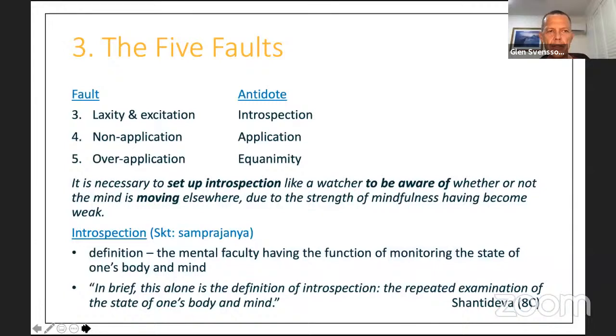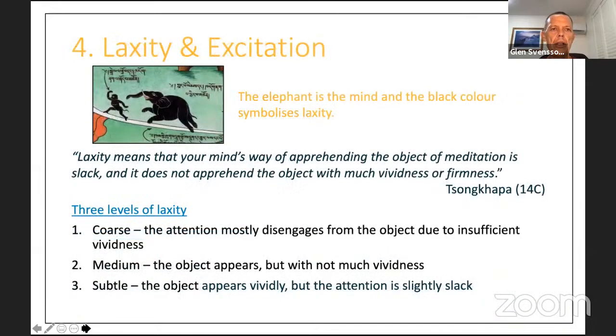So let's now have a look at these two main imbalances of laxity and excitation in more detail. And here we can use the color diagram, the shamatha diagram that's part of your handouts that we'll be using shortly, also to look at the 9 stages that we go through to achieving shamatha. And here we see the elephant is the mind, and the black color is symbolizing this laxity or this dullness. And here Tsongkhapa in his Lam Rim text defines laxity. He says, laxity means that your mind's way of apprehending the object of meditation is slack. It does not apprehend the object with much vividness or firmness, meaning our mind is sinking. We're not focusing on the object clearly.